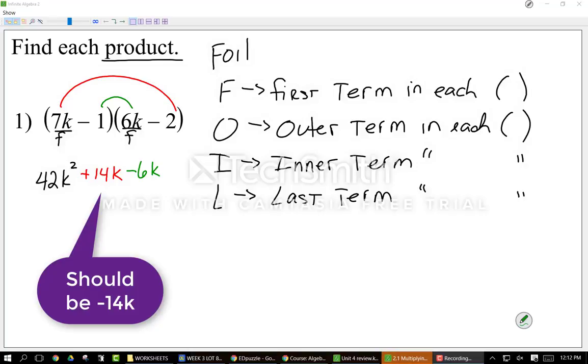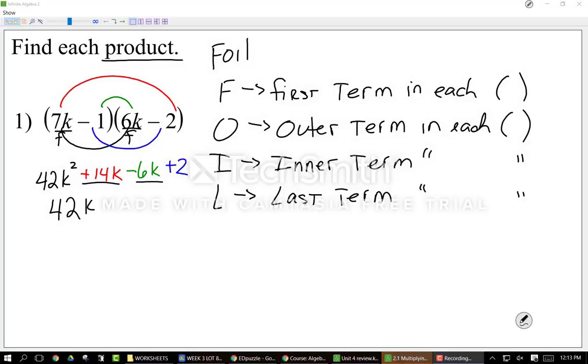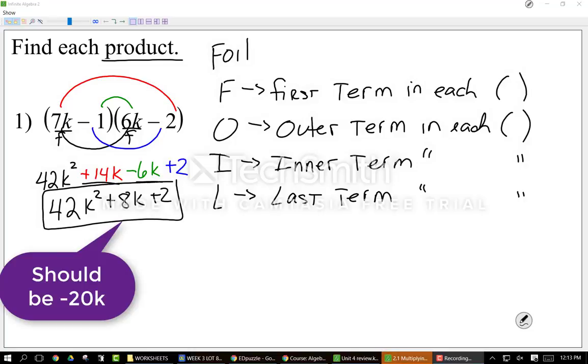So I did black, which was 7k times 6k. I did green, which was the inner, red, which is the outer, and now let's use blue for the last. So I'm going to take negative 1 times negative 2. So we get positive 2. Then if I look at it, I can actually add those two together, right? Combine them. So my answer is 42k squared plus 8k plus 2. So that is your answer for this particular problem.